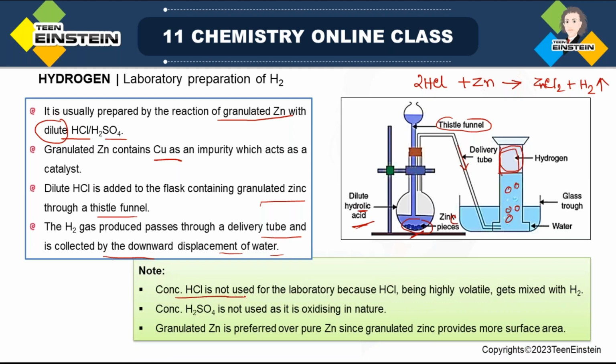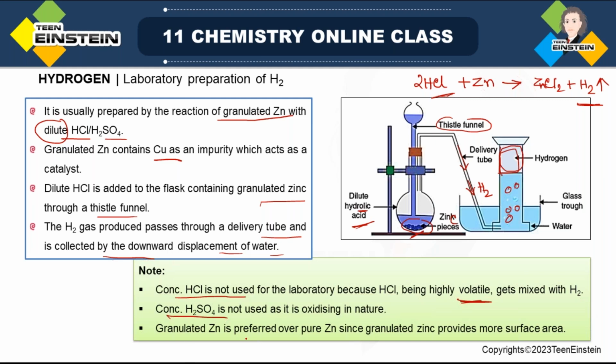We do not take concentrated HCl in the laboratory because it is very volatile. When hydrogen gas is produced as a product, because of this volatile nature, the concentrated HCl will also mix with the hydrogen gas, but we do not want that. We simply want pure H2 gas. That is why concentrated HCl is not taken.